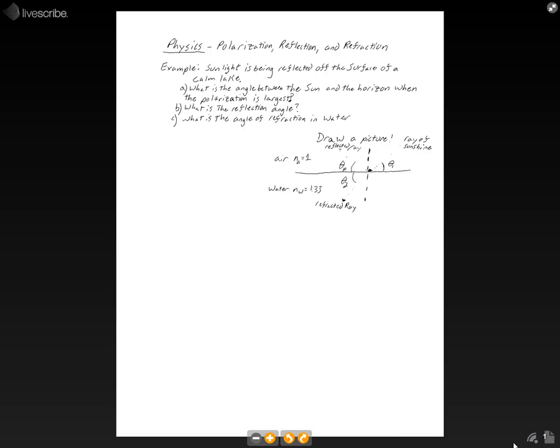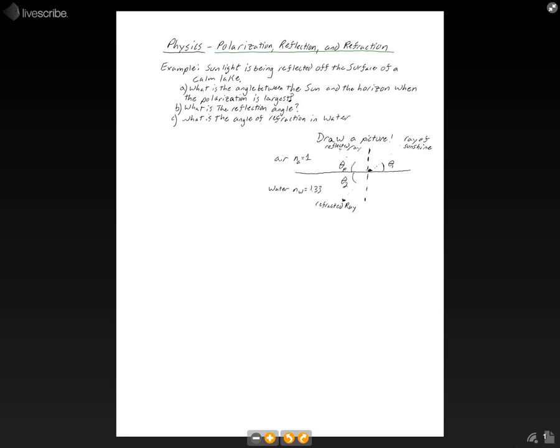Physics, polarization, reflection, and refraction. So for this example, we have sunlight being reflected off of the surface of a calm lake. Alright, so part A. What is the angle between the sun and the horizon when the polarization is the largest? B. What is the reflection angle? And C. What is the angle of refraction in the water?